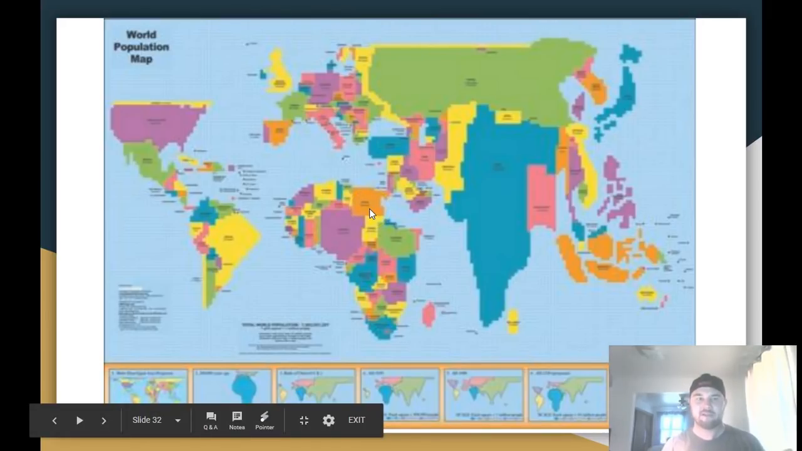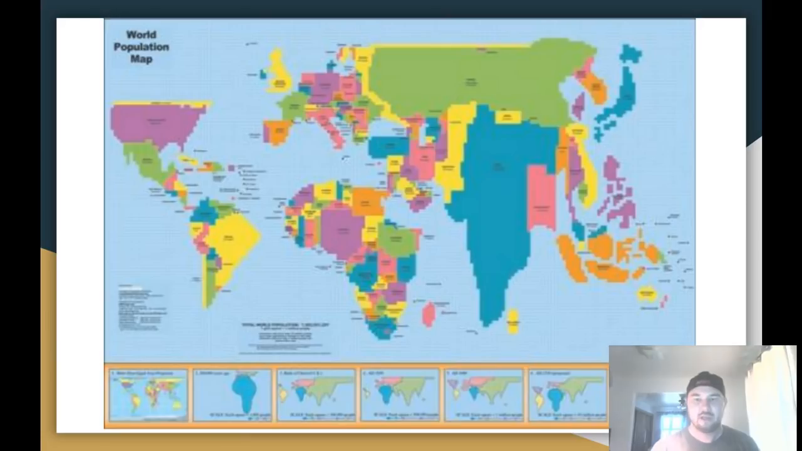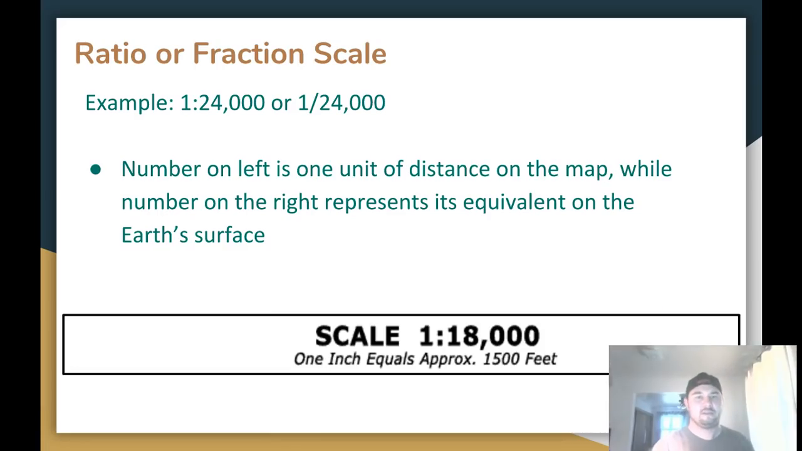Each square represents a certain amount of population in the world. Now we're moving on to the different scales that you'll see on a map. Remember, with a ratio or fraction scale, the one simply means one item, it could be a pen, means 24,000 pens or pencils on that map. If it's a 1 to 12 scale, one pencil on the map is going to mean 12 pencils in real life.